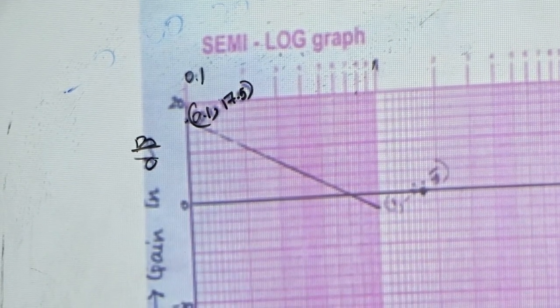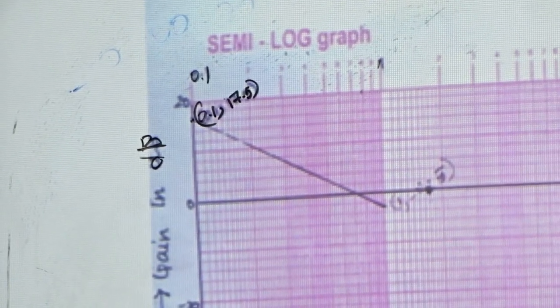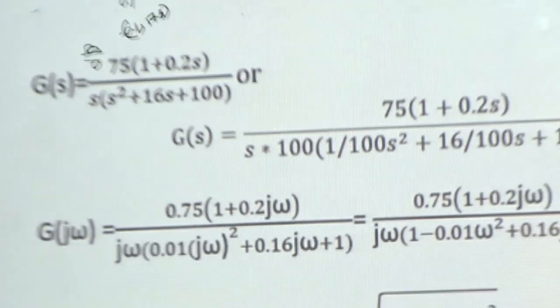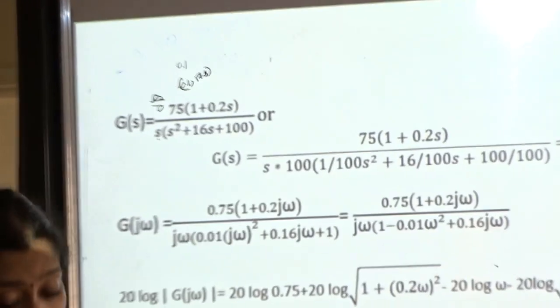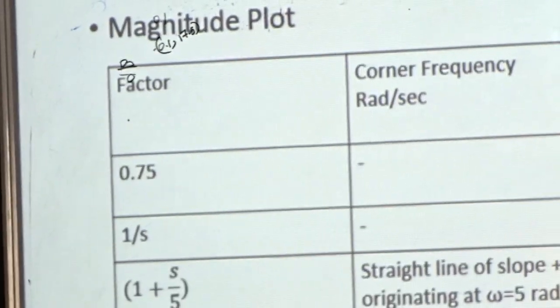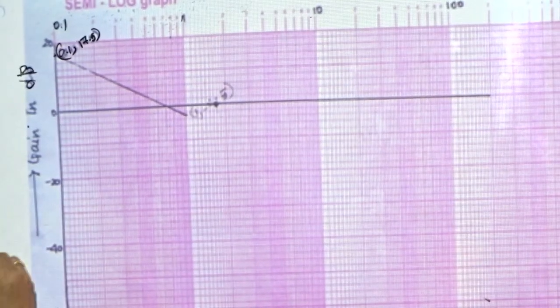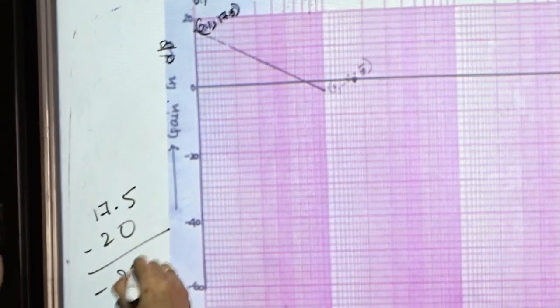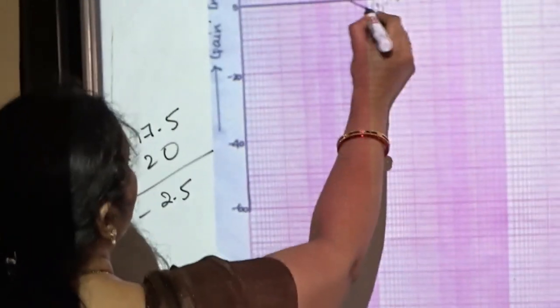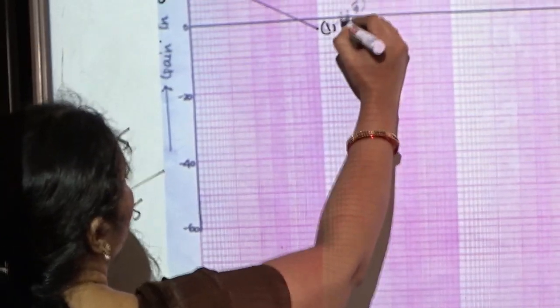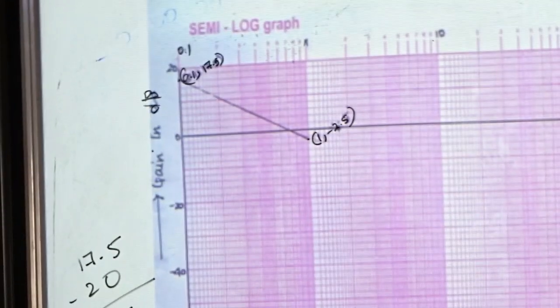And what is the slope you will expect? You have a term s in the denominator, which means there is a pole. A pole means minus 20 dB per decade, so you have to come down by 20. So 17.5 minus 20 will be minus 2.5. That is somewhere here, the point 1, minus 2.5. So join this line.